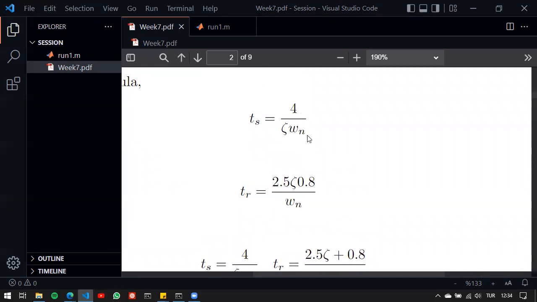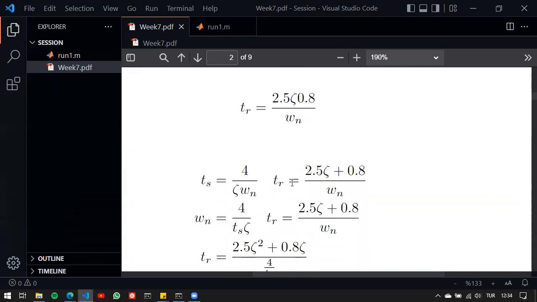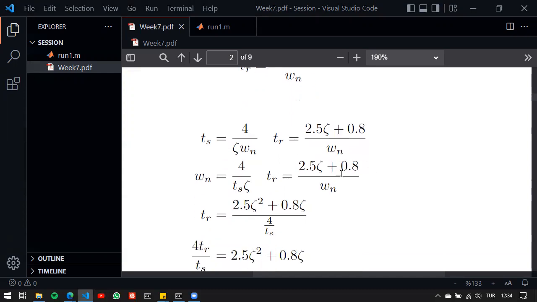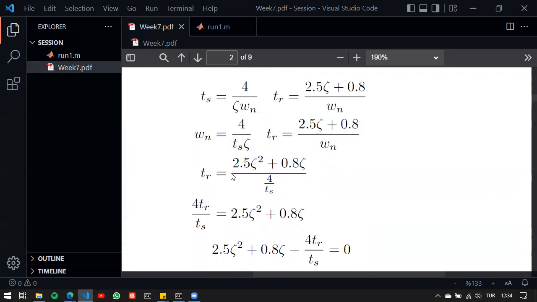So you can see that we have a common term omega n. So what I can do is I can maybe ratio them. So Ts divided by Tr would be 4 divided by zeta omega n divided by this expression here. And I'll most probably cancel out omega n here. And then I'll get something depending on zeta, and I can solve that. So what I'm trying to say is that we have 4 divided by zeta omega n, and then this expression here. What if I, for example, leave omega n here and plug it in here, or if I'm just ratioing them? Then we have Tr equals 2.5 zeta squared plus 0.8 zeta divided by 4 Ts.